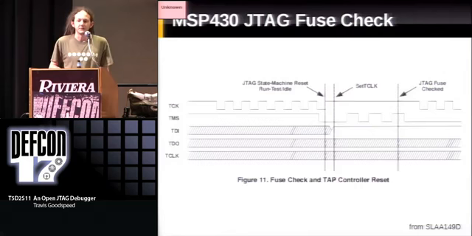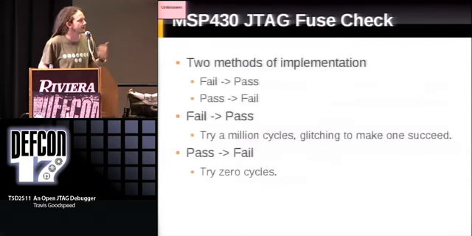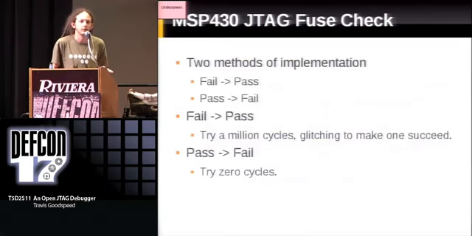So there are 2 ways of implementing this. You can either have it default to failing the fuse check, and then transition into passing once it succeeds, such that if any of the pulses say that you're allowed through, you become allowed through. Or you can begin in a pass state and then fall into a failure state, such that if you try it 0 times, you automatically fall through.